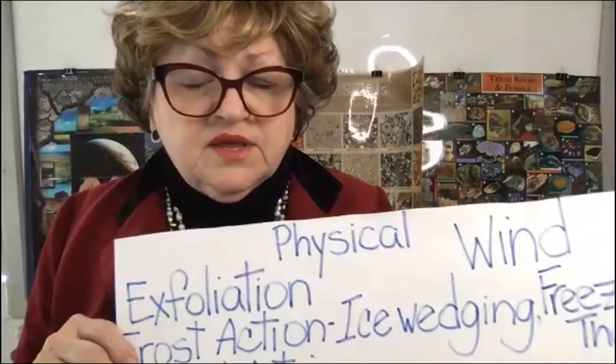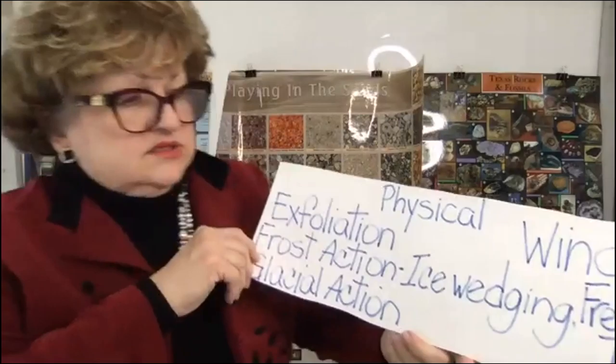Ice wedging works. It breaks rock apart because the water molecule, when it freezes, it expands. It gets bigger. It doesn't contract. Most things, when they get real cold on our planet, they contract. But water actually expands when it freezes into ice, and that's because of the structure of the ice molecule. All right, so that's a big one right there. There's a lot of rock that gets broken by ice wedging. It's also called freeze thaw. It's also called frost action.